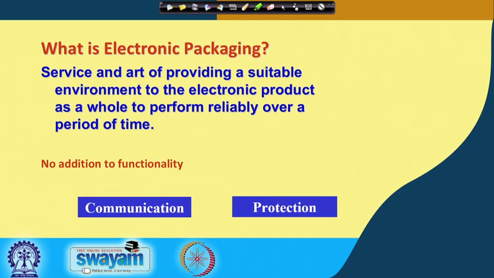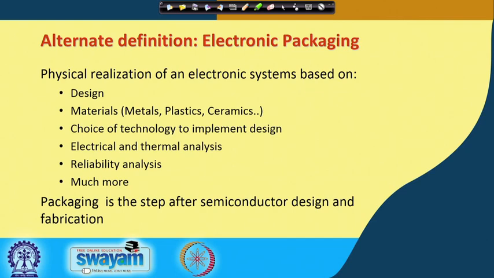Let us continue a bit more and look at an alternate definition. It is the same thing that we are talking about, but it says that electronic packaging is the physical realization of an electronic system based on design, materials, choice of technology to implement that design, where manufacturing comes into the picture, electrical and thermal analysis, reliability analysis, and much more. All this comes into the design of an electronic package. Packaging is really the step after semiconductor design and fabrication. As we repeatedly said in the last lecture, it is the science and art that converts the individual components into a system that can be used by the end user, giving him or her the desired user experience. That is electronic packaging.